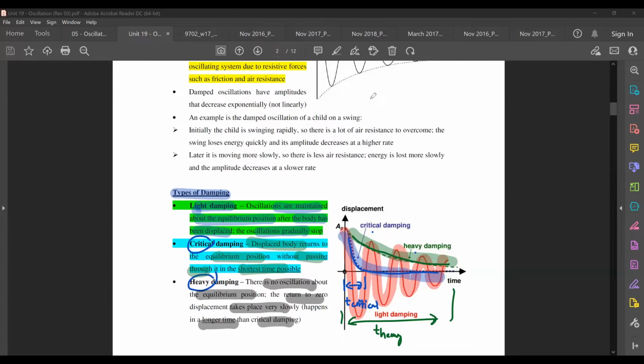Now, an example of heavy damping is the one that you can see in your classroom door.